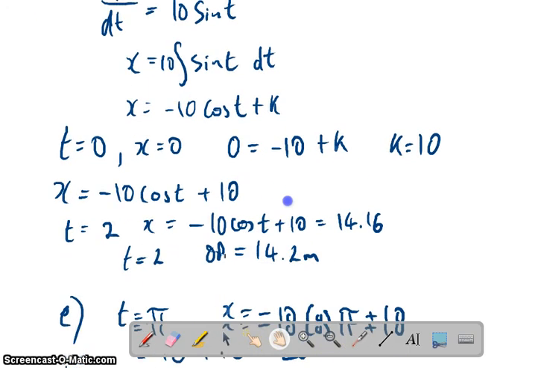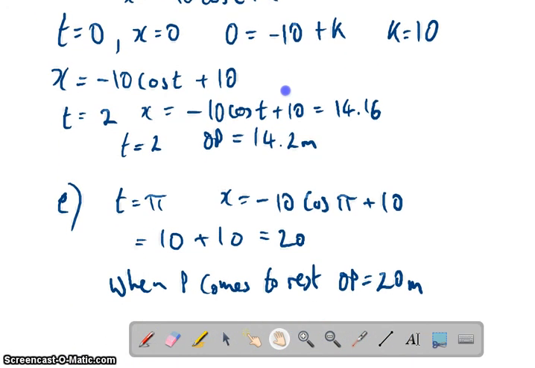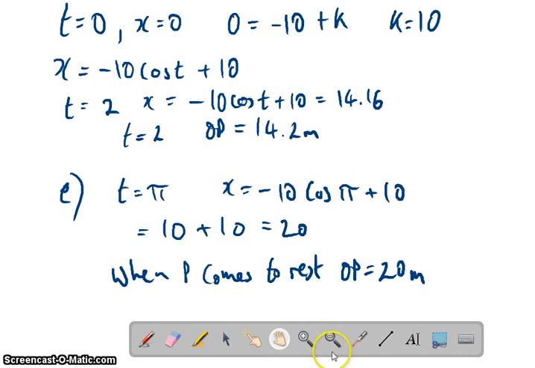So we've now got an expression for the displacement, and we can work with that. We have that the displacement is equal to minus 10 cos of t plus 10. So the question asked, find the distance OP when time is equal to 2. Here's the displacement, or the distance. Here's the answer. Job done.